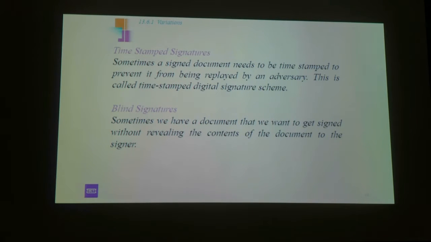So for that, we have to include a time stamp. It could be replayed by the adversary, so this is called a timestamp digital signature. Also, there is another technique called blind signatures. For example, think about a third party. There is a contract between me and Susan, and I have to use a third party to sign it.